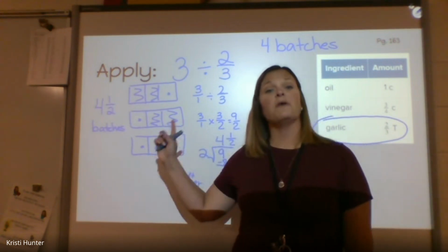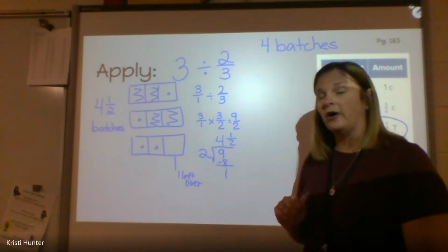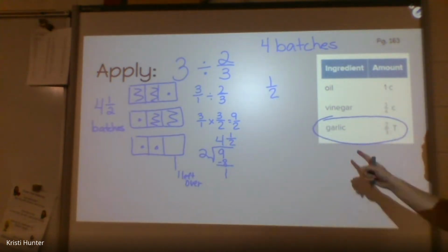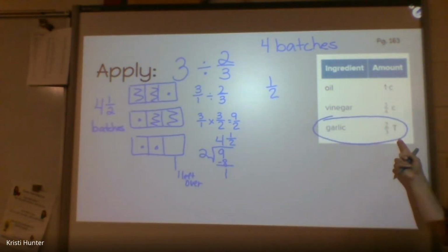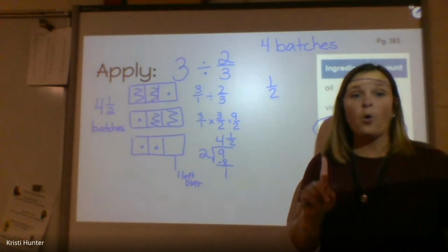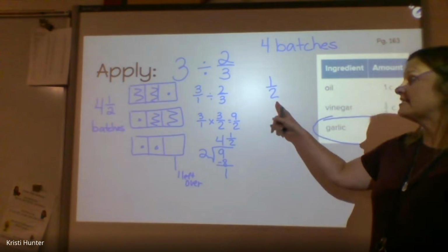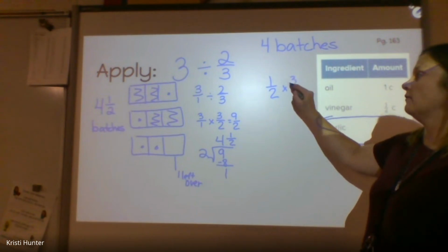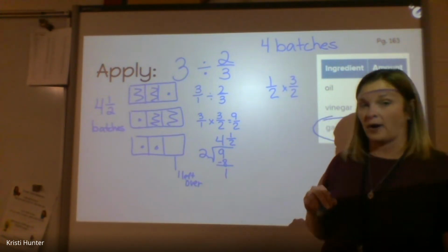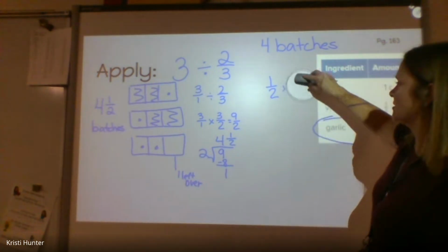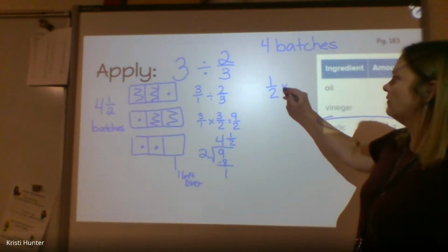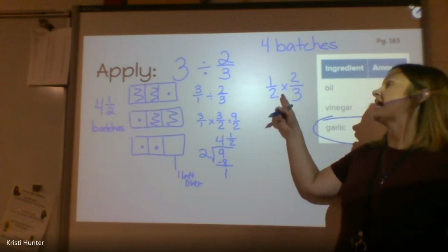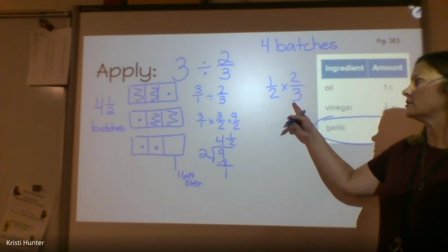It's half of a batch. So here's what I know. Half of this batch is left over, and it took 2/3 to make the whole batch. So I'm going to take half of 2/3, and that "of" just means make it a multiplication problem. Whoops, I wrote my number backwards. Half of 2/3, so 1/2 times 2/3.